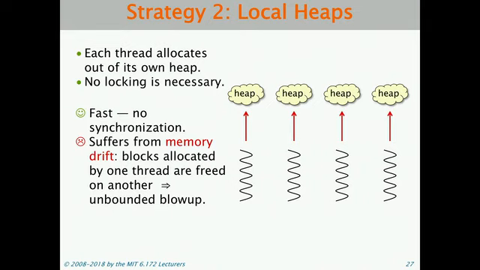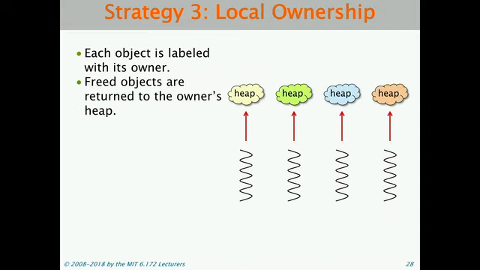Yes? Free it back to the thread that allocated it. Yeah, so that's exactly right. So here, each object, when you allocate it, is labeled with an owner. And then whenever you free it, you return it back to the owner. So the objects that are allocated will eventually go back to the owner's heap if they're not in use, and they're not going to be left lying around in somebody else's heap.